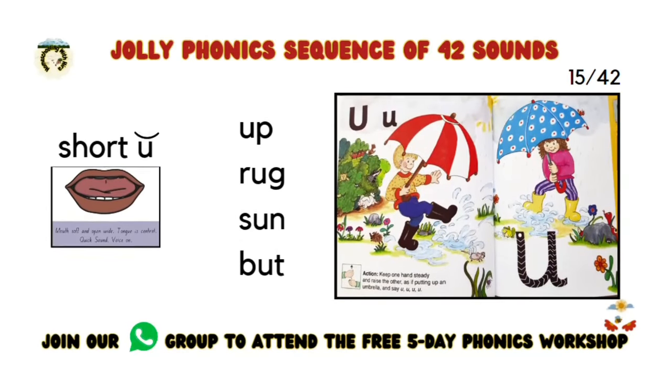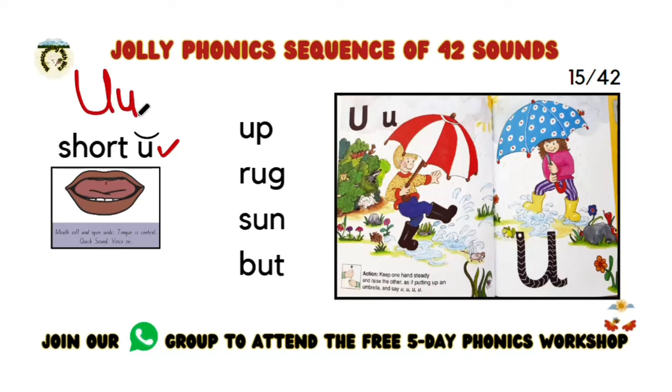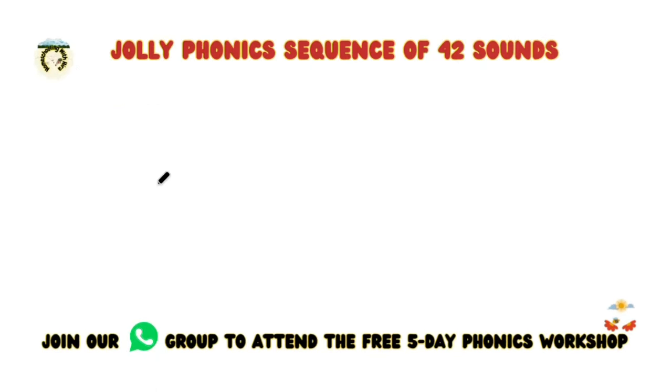Next sound is the short vowel U, and it is uh. Uh, uh. U says uh. Very easy sound, as in up, rugs, sun, but. We are done with our 5 short vowel sounds.